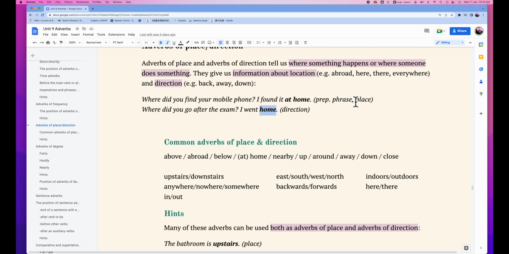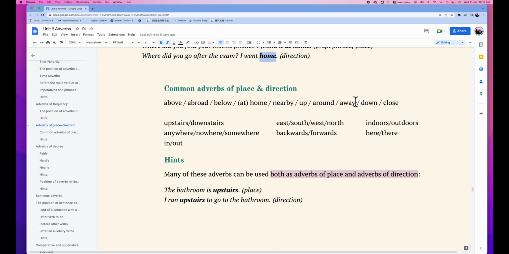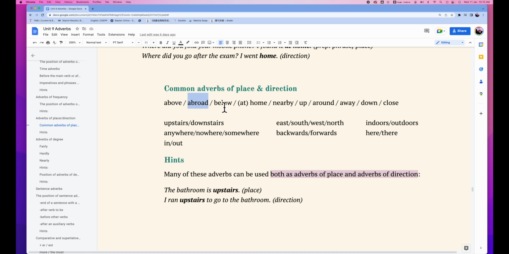So that's the difference. There are some other common adverbs of place and direction like above, aboard, below, at home or home, nearby, up, around, away, down, and close. Upstairs, downstairs, east, south, west, and north, indoors, outdoors, here, there, backward, forward, anywhere, nowhere, and somewhere, in and out.